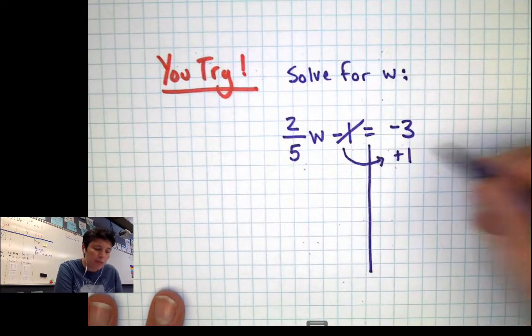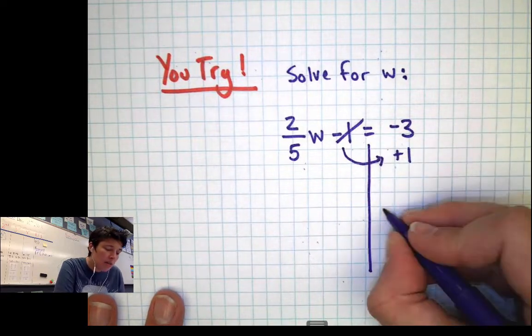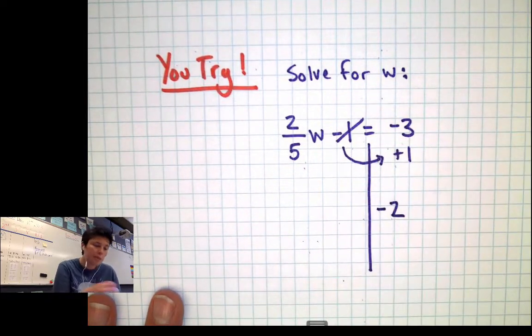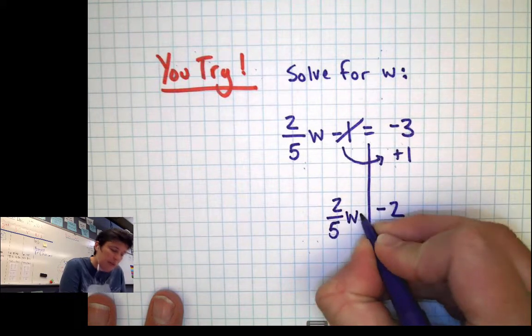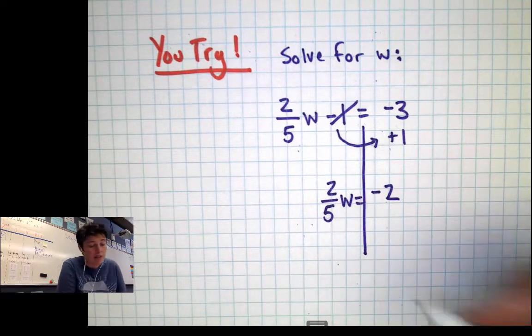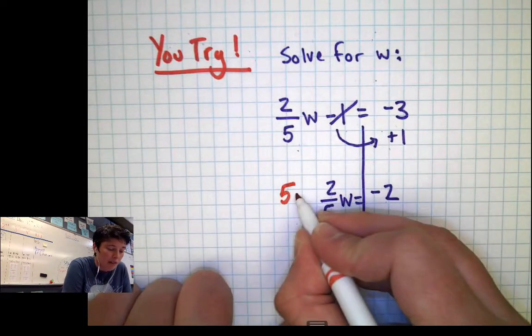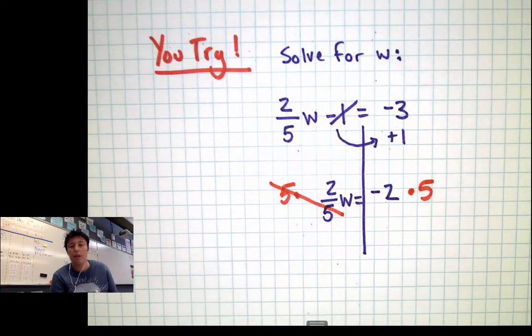Negative 3 plus 1, different signs subtract, 3 take away 1 would be a negative 2. But we still have on this side 2/5 W equals negative 2. So we've got to get rid of the 2/5, and we're going to get rid of the divide by 5 first. We're going to times the 5 on both sides to get rid of it. That'll be my first step.